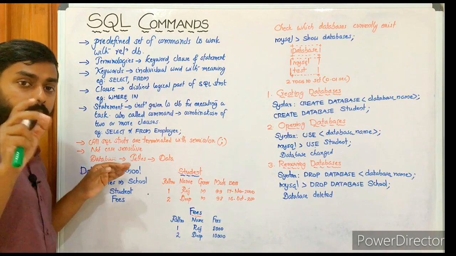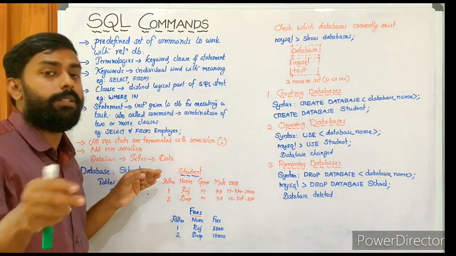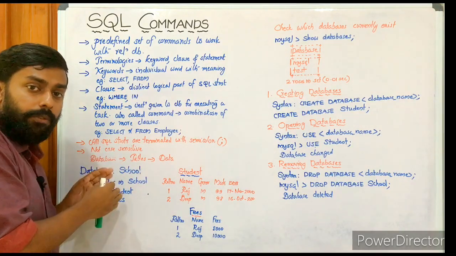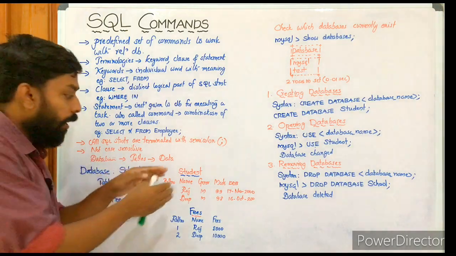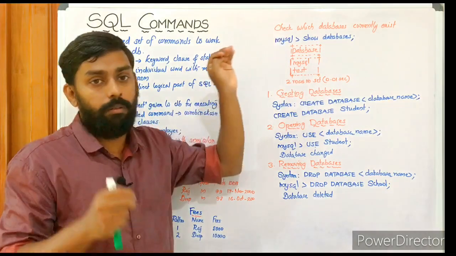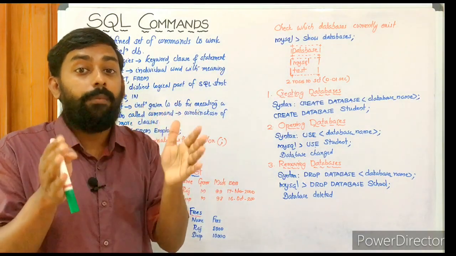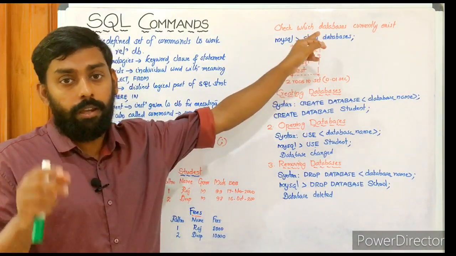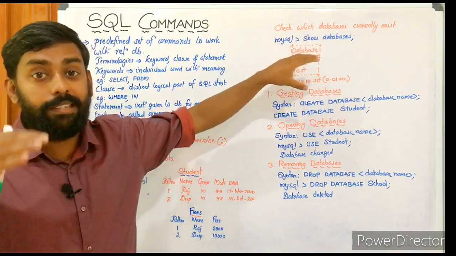First we have to create a database. After that you can create tables in the database. After that you can insert data values into the database. Here the database is school, and we have two tables, student and fees. We have a sample table here. First we check which databases already exist, just by using show databases; it shows all the existing databases.